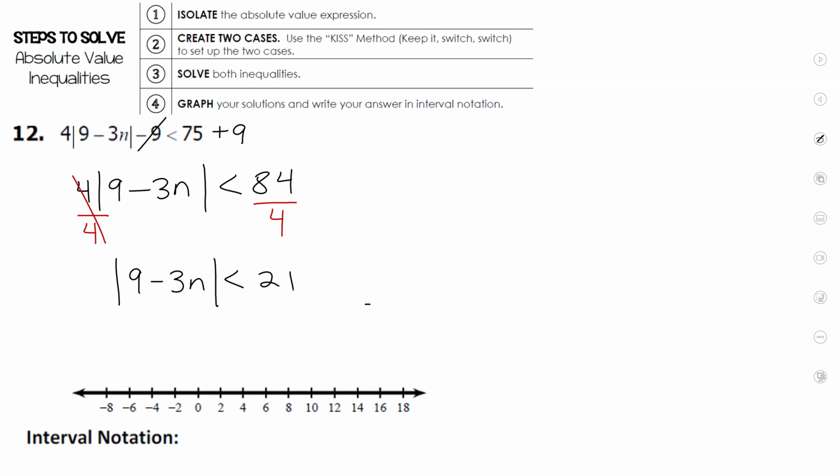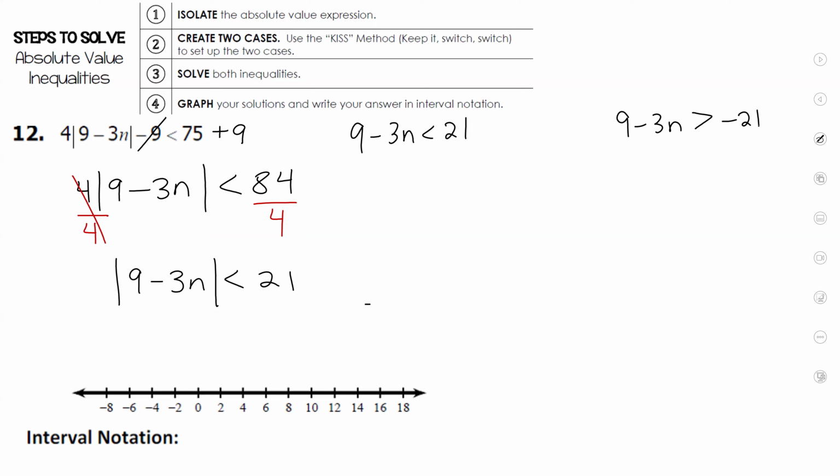Okay, now it's isolated. This is now where I'm going to create my 2 cases. So now we're moving on to step 2, create 2 cases. One case will stay exactly the same. So I'm just going to write this again. 9 minus 3n is less than 21. The other case, I'm going to flip the sign and change this to a negative 21. Those are my 2 different cases.